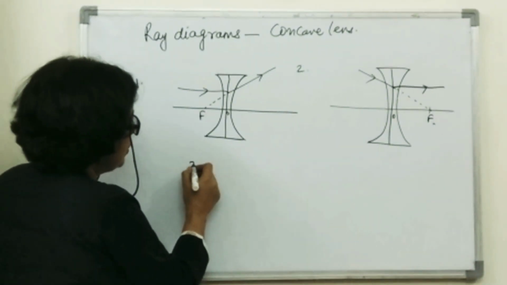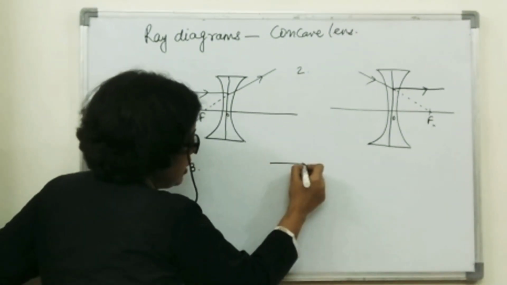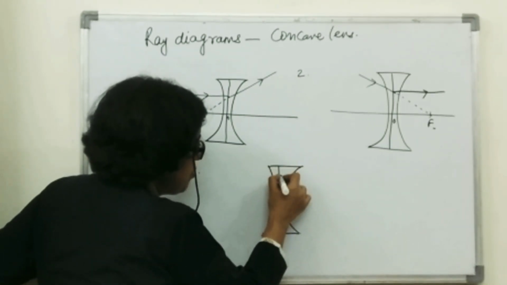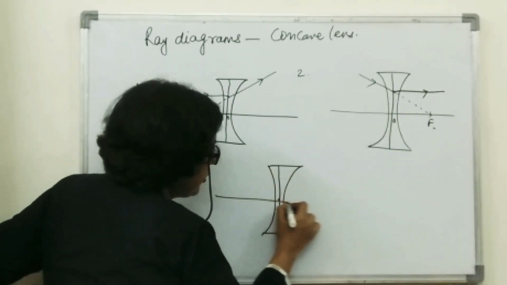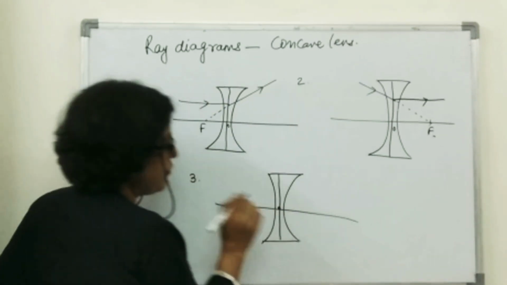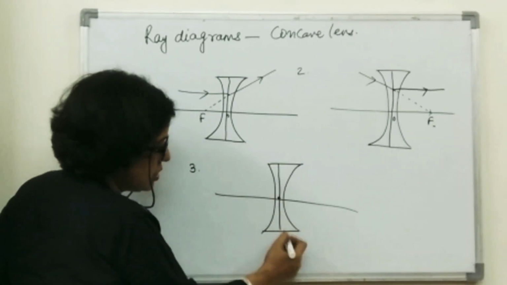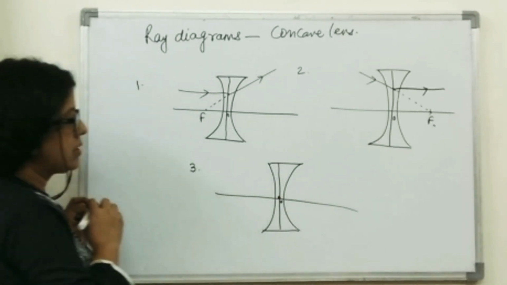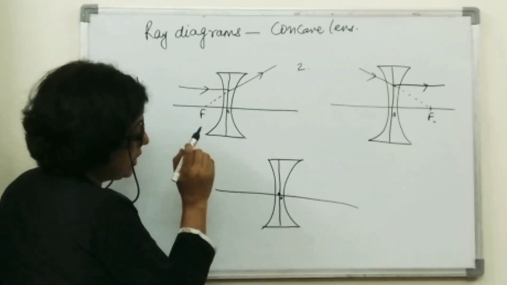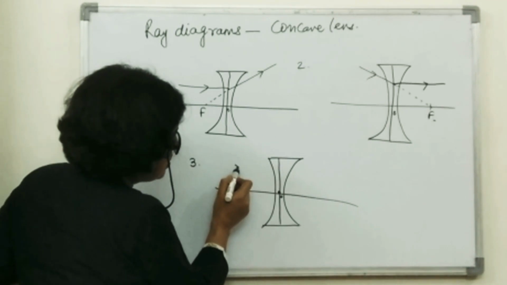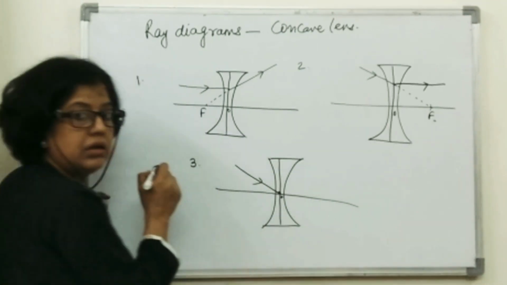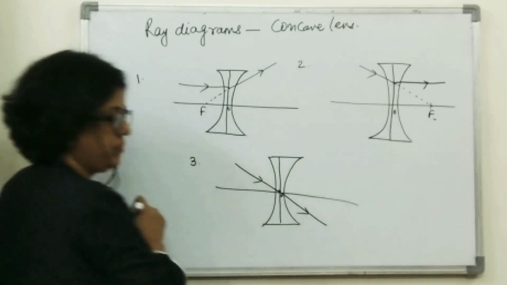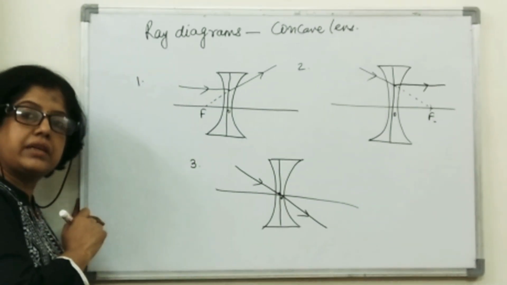The third ray we can choose is the one we most commonly use while drawing ray diagrams. This is the first step you have to do: draw the lens, draw the center line, the principal axis, and mark the optical center. Now, the third ray is that if the incident ray passes through the optical center, it goes undeviated, that means it goes straight.